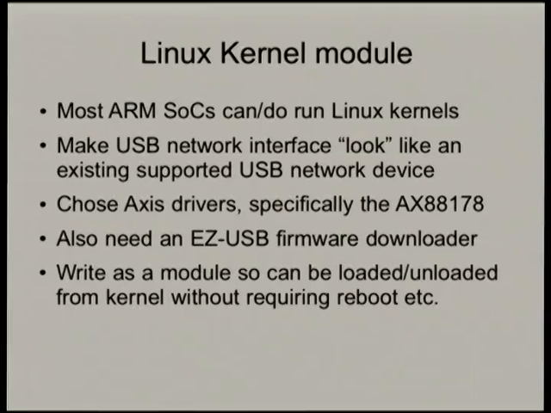So looking at the Linux kernel module, we're using Linux kernels. The trick is to make the USB network interface look like an existing supported USB network device. Not so much so that it actually mistakes it for a different one, but just use all the same code base. I use the ASIX drivers as the base for my driver, and in particular the AX88178, which is a gigabit USB network interface.